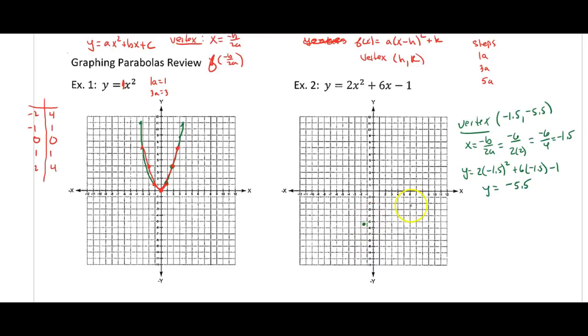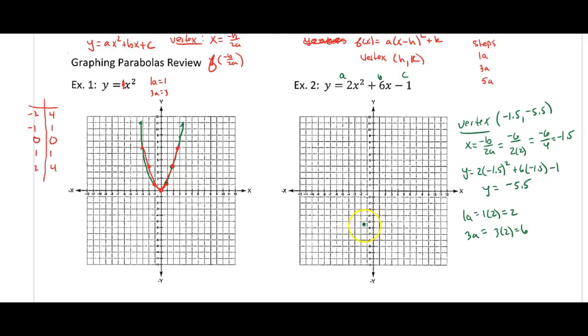Now from there, I'm going to use the 1a, 3a, 5a. So 1 times a. If I look here, a is 2, b is 6, c is -1. So 1 times a, well, what's 1 times 2 going to give me? It's going to give me 2. 3a is going to be 3 times 2, which is 6.